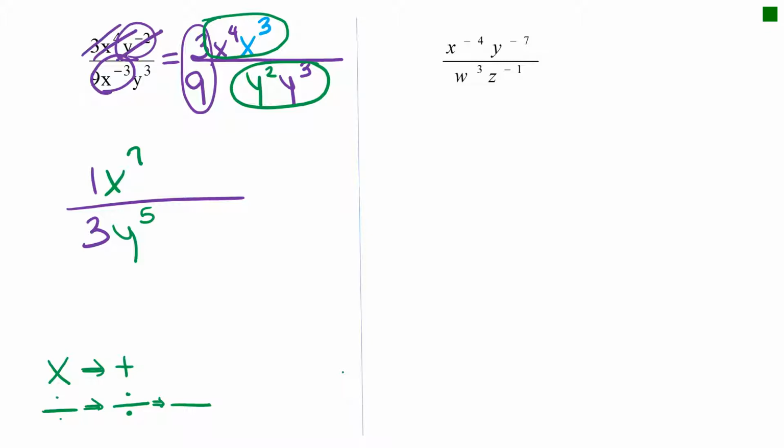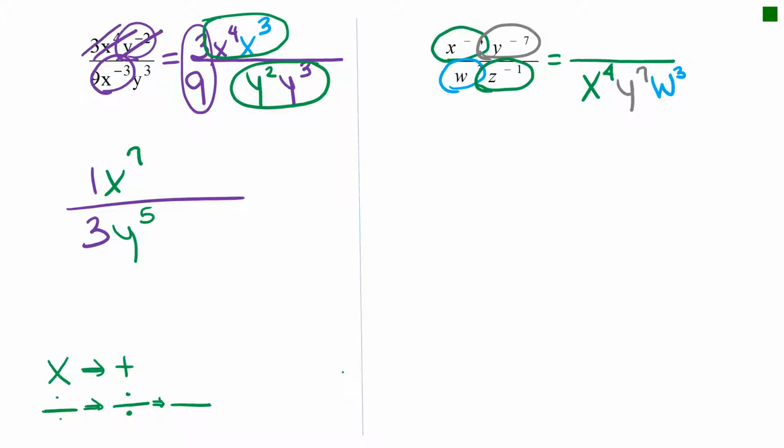This last example over here, I've got a lot of guys who have to move. So I'm going to set it up. First thing I'm looking at is x to the -4. Whoopsie doodle, negative power, move it to the bottom. I look at this y to the -7. Whoopsie doodles, negative power on top, move it to the bottom. I look at this w to the 3rd, positive power, leave it where it is. And this z to the -1, whoopsie doodles, negative power, move it to the top and make it positive.